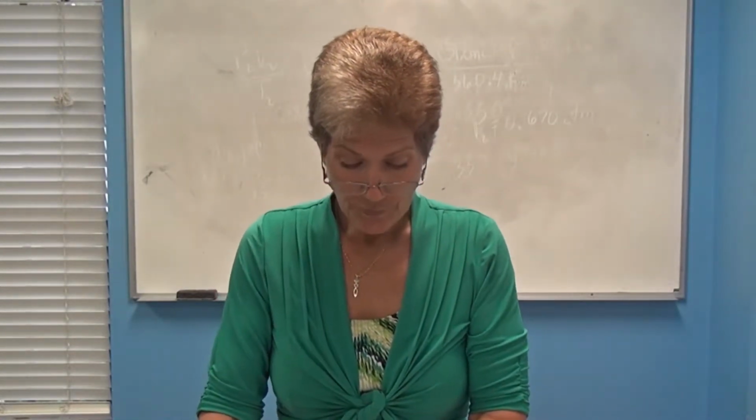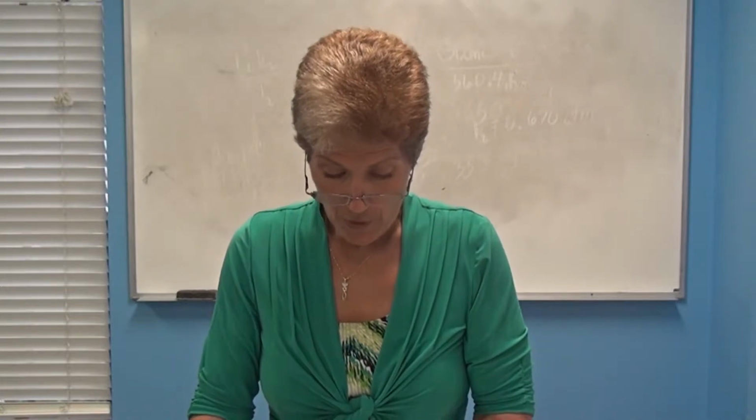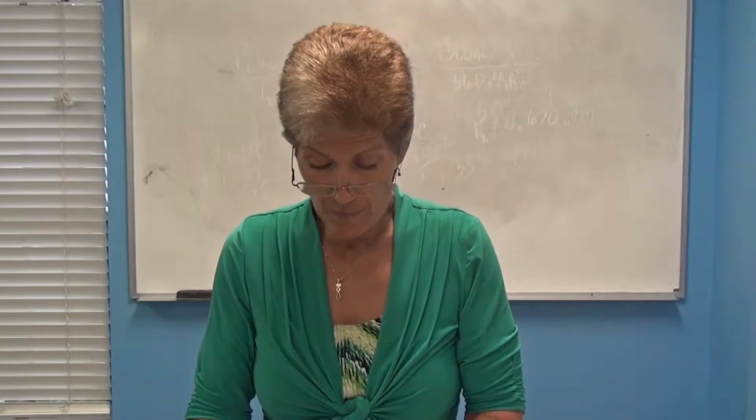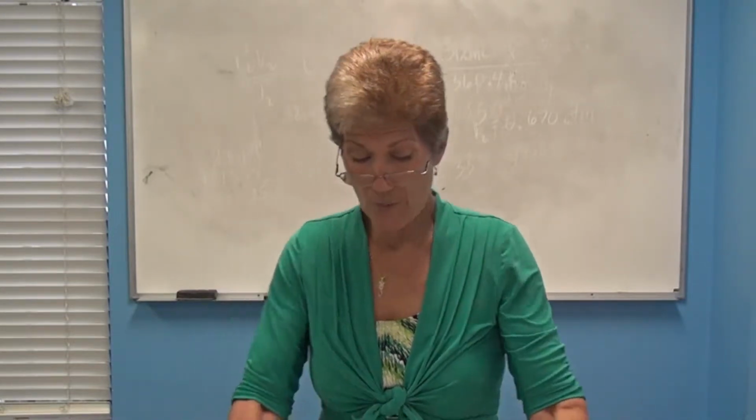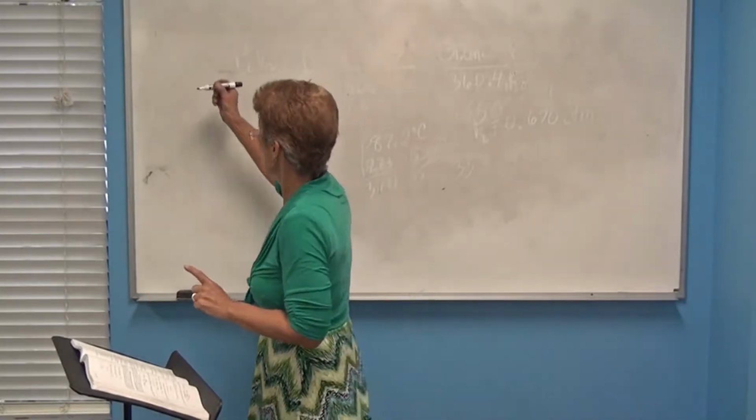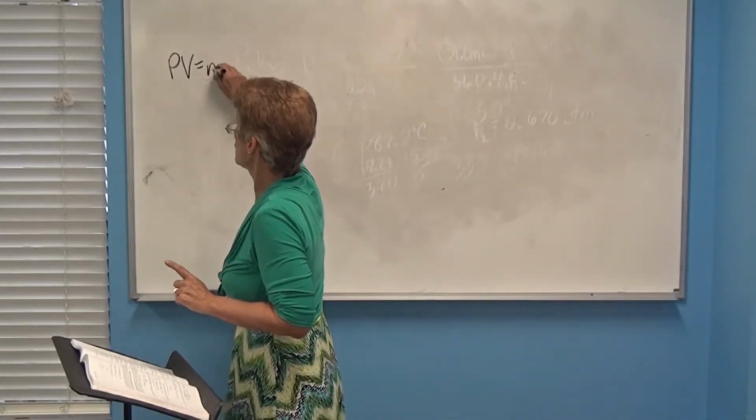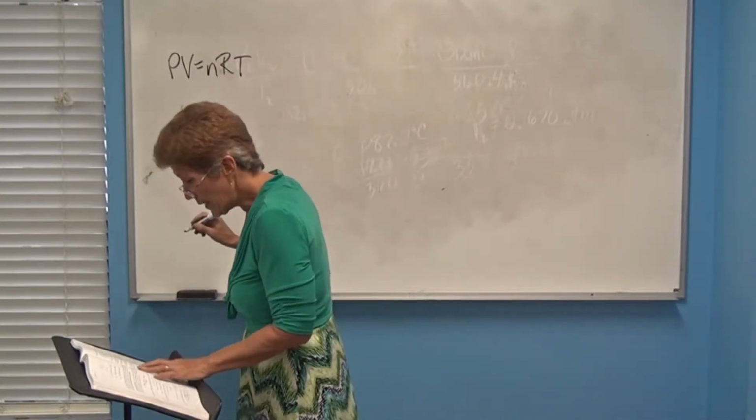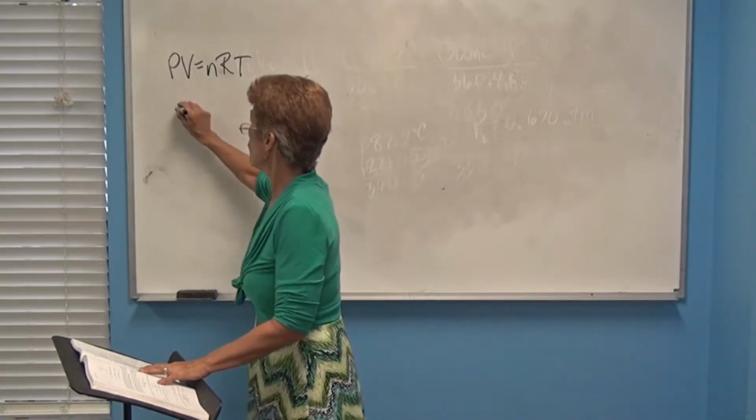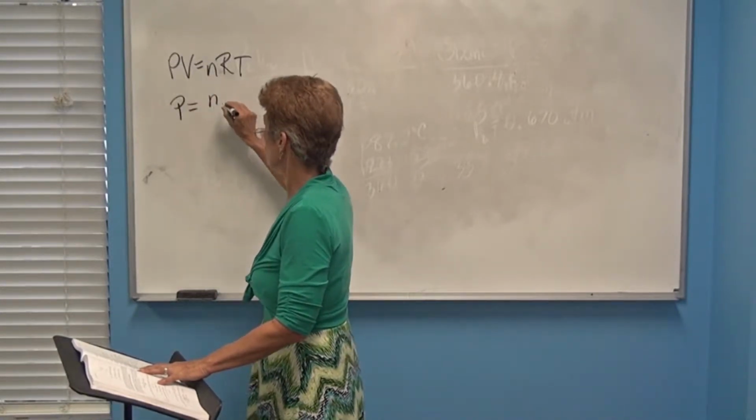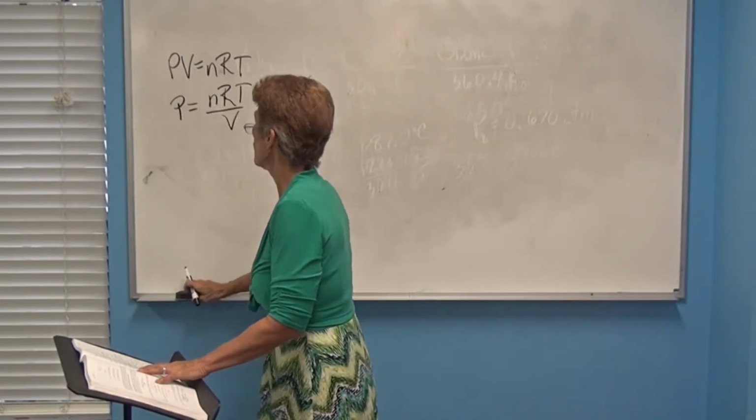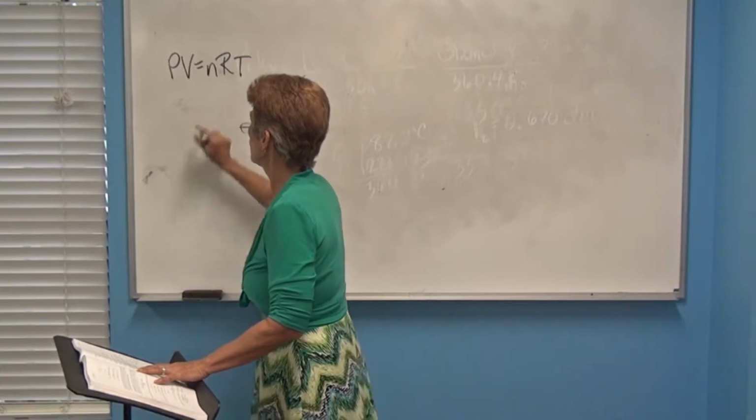Number 8, what is the pressure of 0.145 moles of nitrogen gas when it occupies 756 mils at that temperature? Okay, so here, moles are involved, so we're going to use the ideal gas law. And that is PV equals nRT. And here we are looking for, what is the pressure? So we're going to solve for pressure. P equals nRT over V. You know what, I'm just going to write it here.